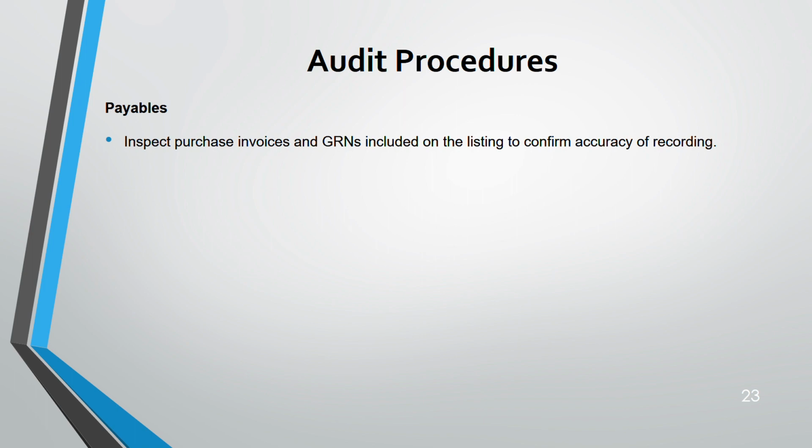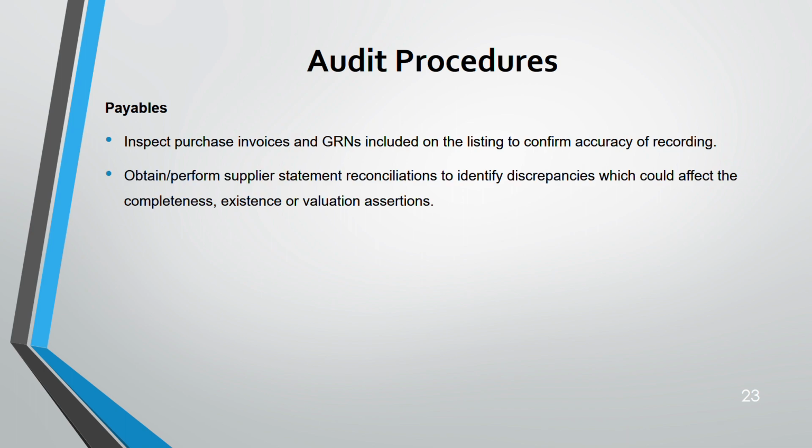For payables, purchase invoice. If you have purchased something on credit, only then payable comes. That's why purchase invoice you have to inspect. And also goods received note to check the accuracy.